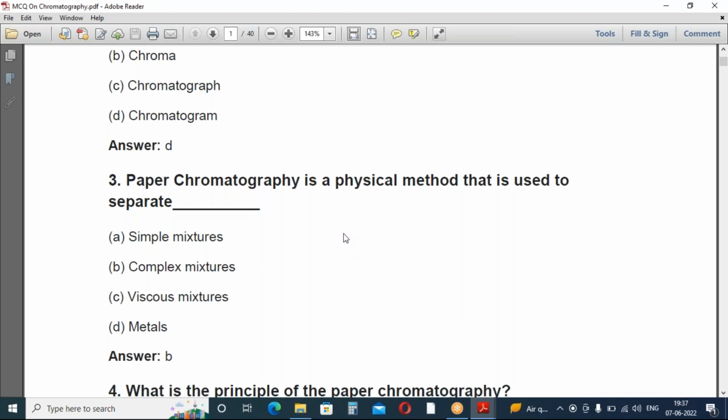Next, I'm going with the other topic, and that is spectroscopic techniques.